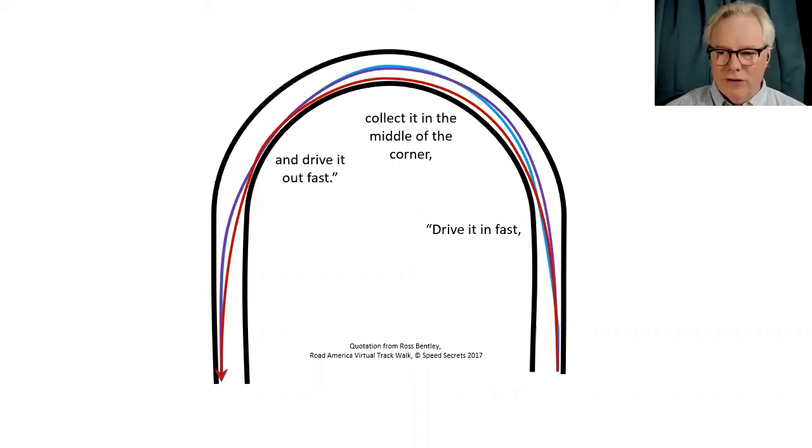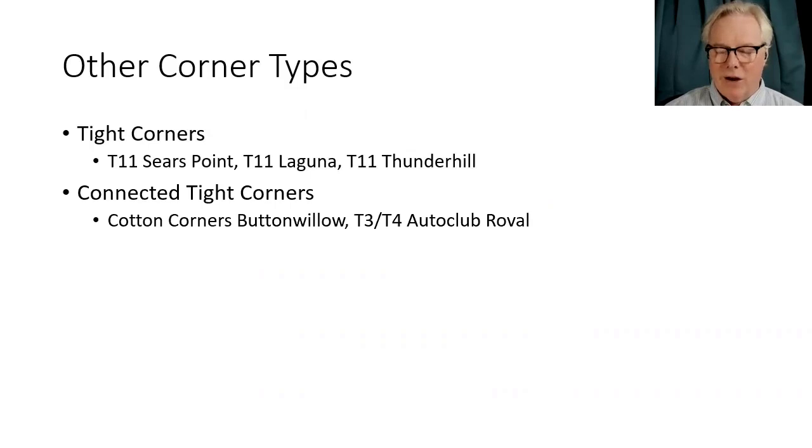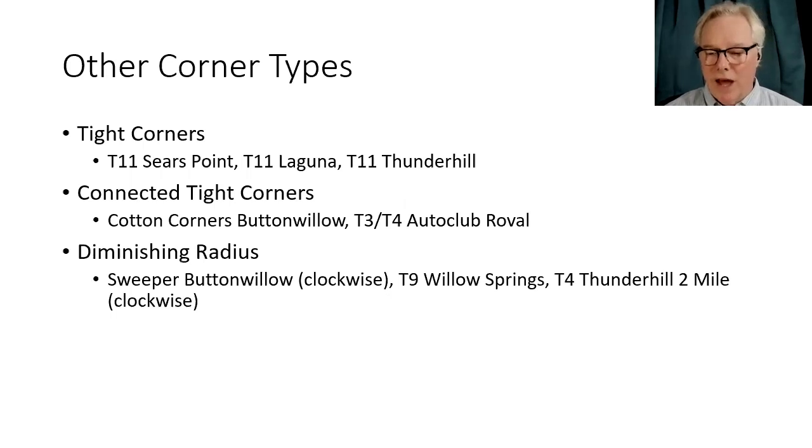So we covered 3 different types. There are other corner types. There's tight corners. These 3 are different. They're slow for different reasons. Connected tight corners have some similarities with the rhythm section, but typically there's some braking involved in these, and sometimes significant braking. Diminishing radius. These are tricky corners, and I've got a few examples here of tracks in California. These are all interesting types, and there may be other types that we could put together.